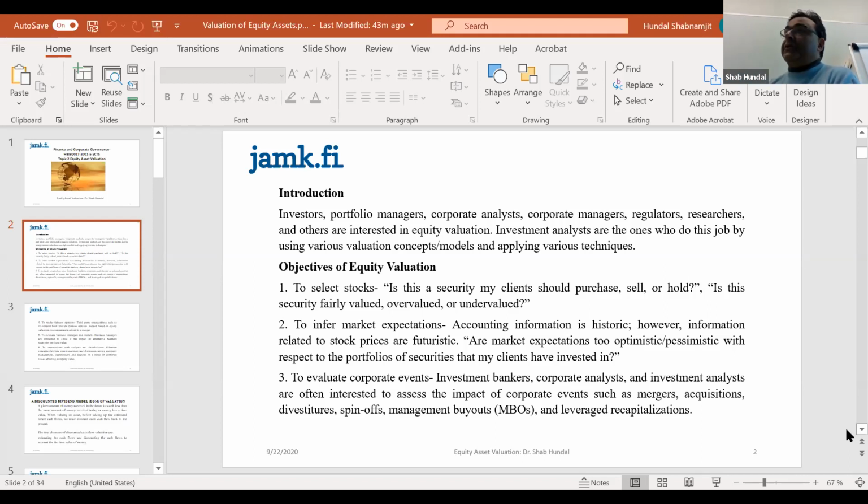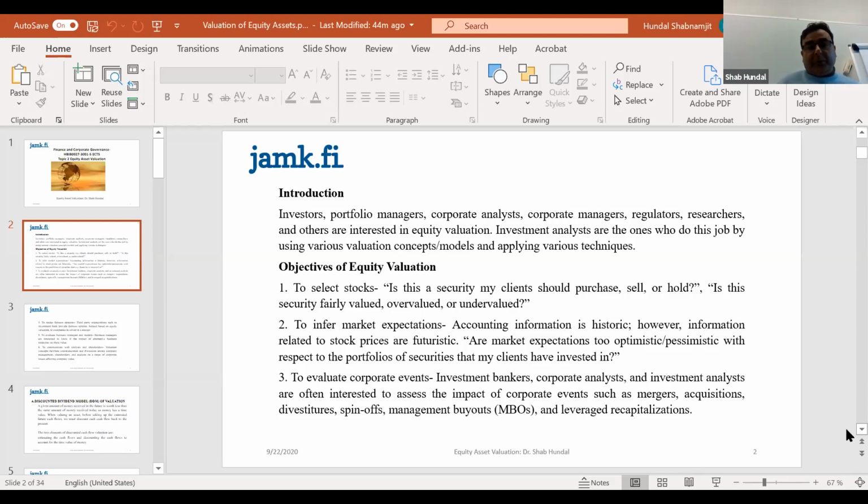Of course, researchers, you are researchers. You are writing a project report. You are going to write a thesis. So as a researcher, it's very important for you to know how this valuation comes into the picture. Yeah, so that is something we shall study.